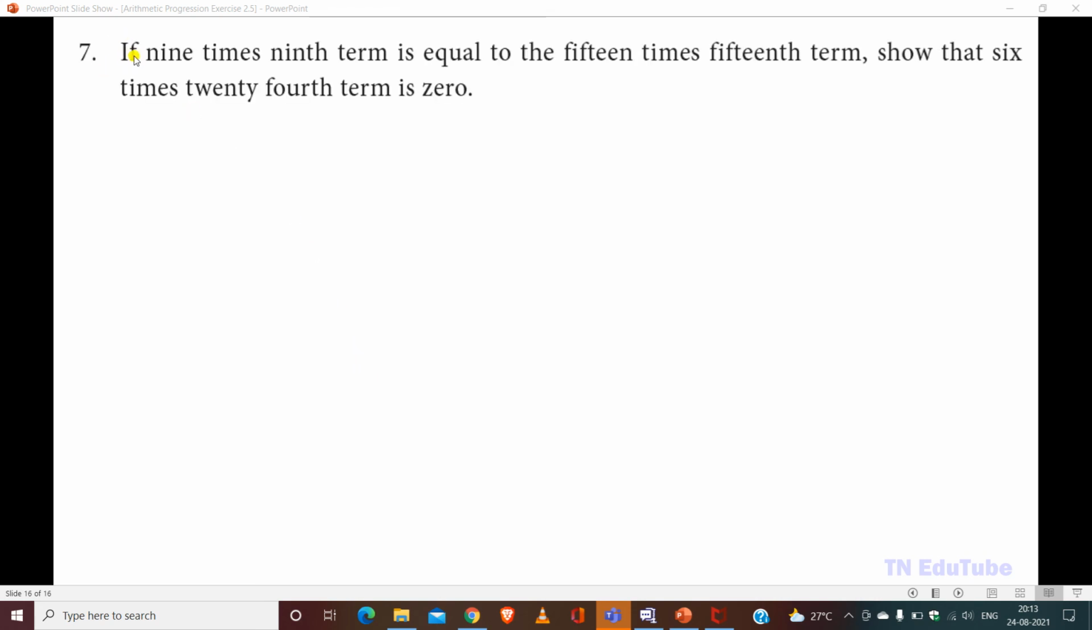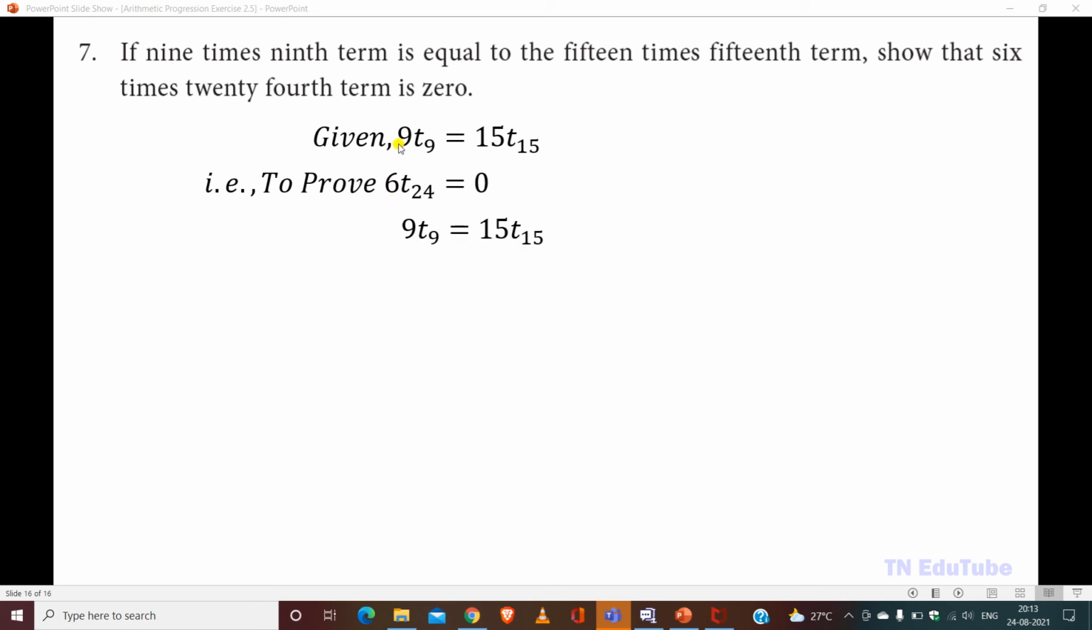The next question: if 9 times the 9th term is equal to 15 times the 15th term, show that 6 times the 24th term is 0. So first of all, you have to take the given terms: 9 times the 9th term is equal to 15 times the 15th term. What do you want to prove? 6 times the 24th term, that is 6 into T24, is equal to 0. We want to prove that. So first of all, you take the given terms, that is 9 into T9, equal to 15 times the 15th term.